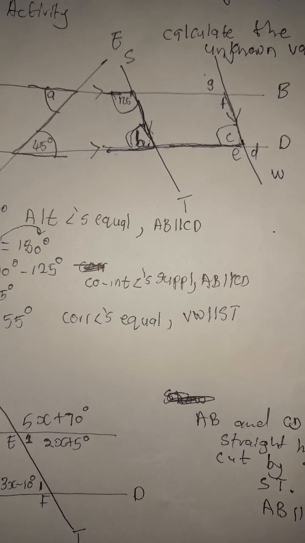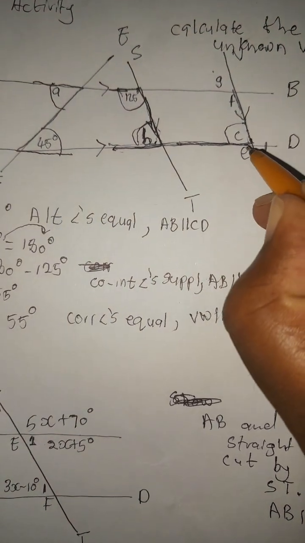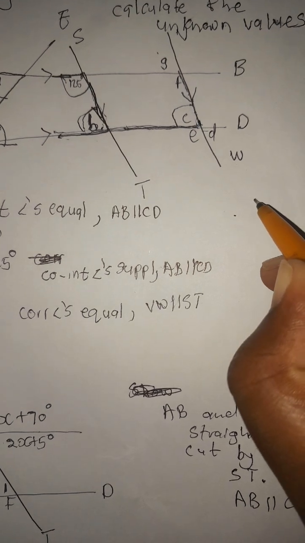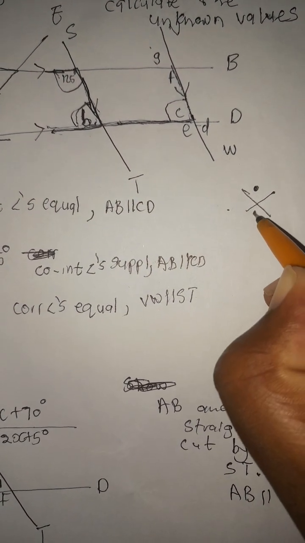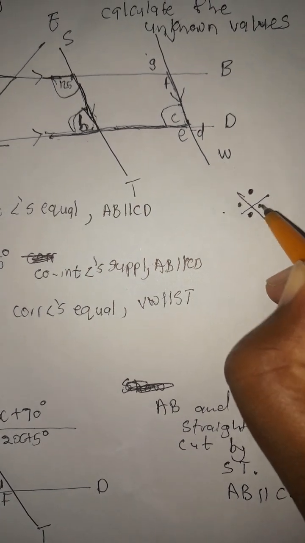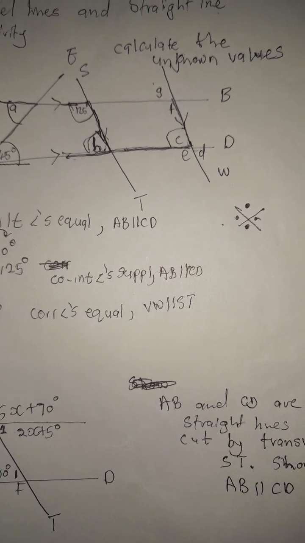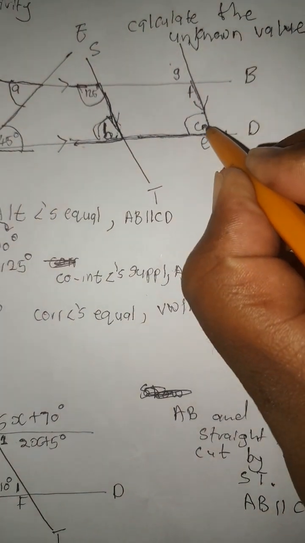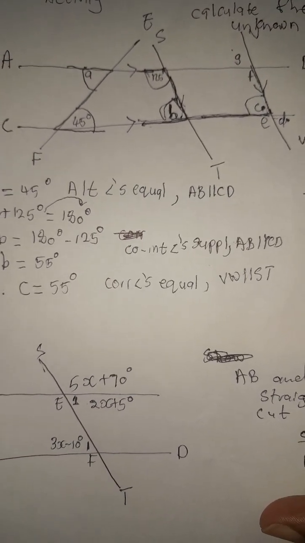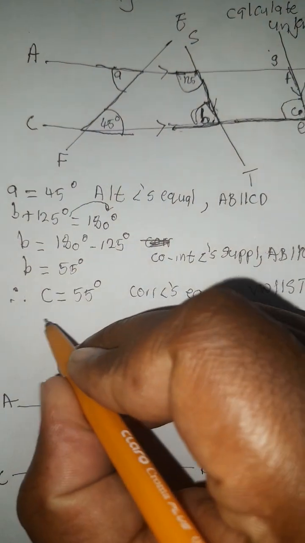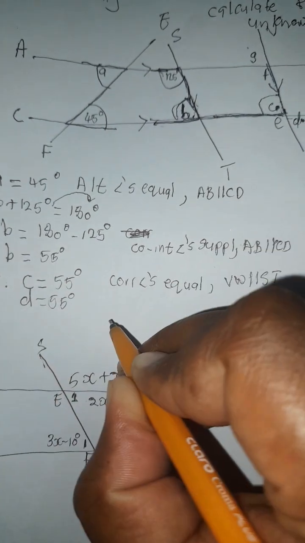We already have C. What about D? Can you see that? D reminds you of something like this. Do you still remember what we call this? Vertical opposite angles are equal. So that means C and D are equal. Equal to what? 55, since we saw that C is 55. So in other words, D is equal to 55 degrees.